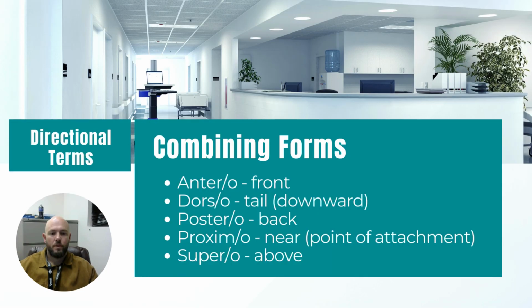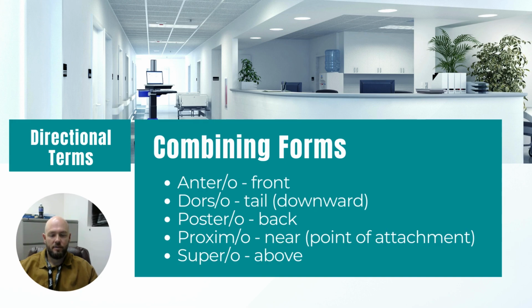So, first thing, combining forms related to directional terms. There's a list in chapter 3 that gives more examples than this, but these are some of the highlights here. Antero, so anter is the word root, right? And then O is the combining form. So antero, we're talking about the front of the person.